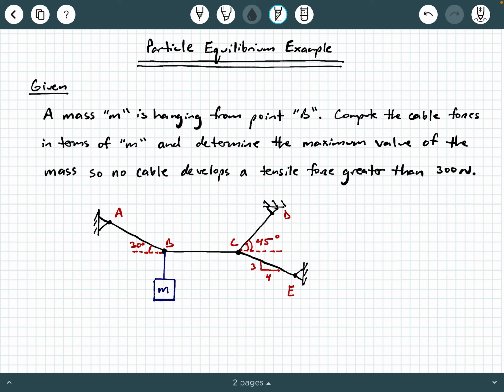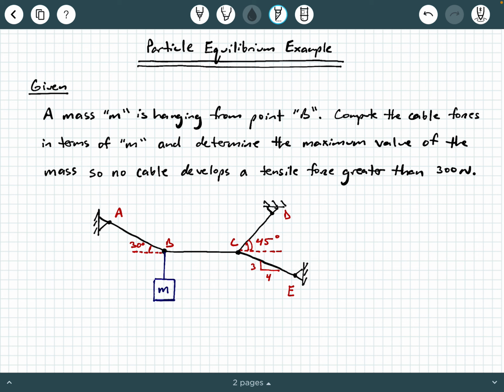So let's take a look at the figure that we have here. Here we have this mass m that's hanging from point B that's part of this cable system. We have 4 cable segments. We have a cable segment from A to B that's at a 30-degree angle. We have a cable segment from B to C that's horizontal. We have a cable segment from C to D that's at a 45-degree angle, and we have a cable segment from C to E that's at a 3-4-5 slope ratio.